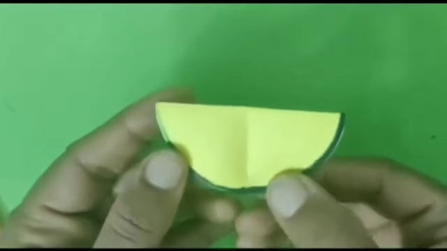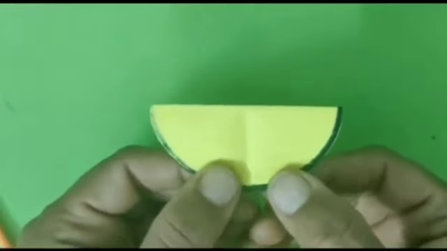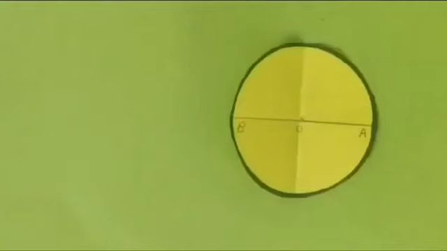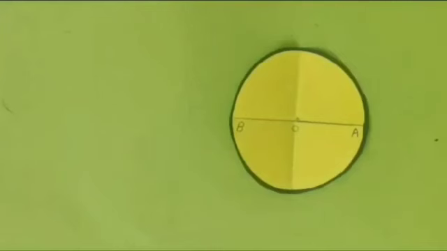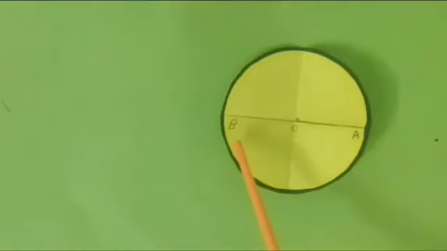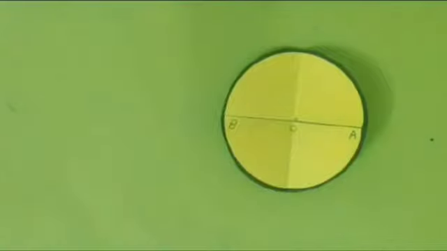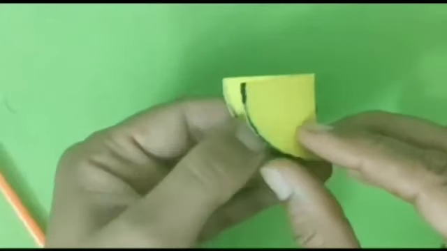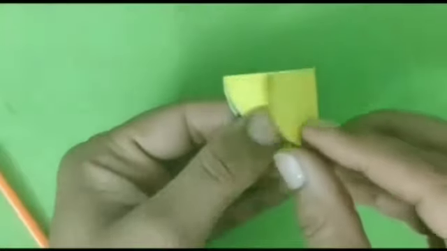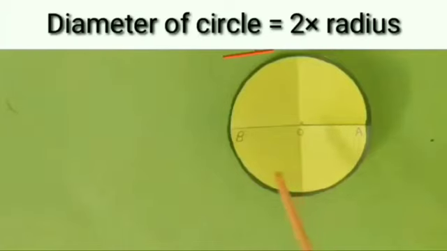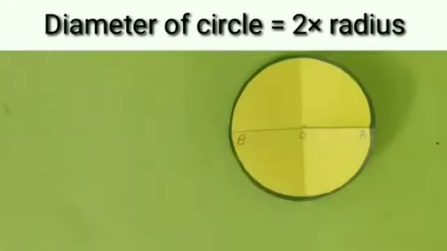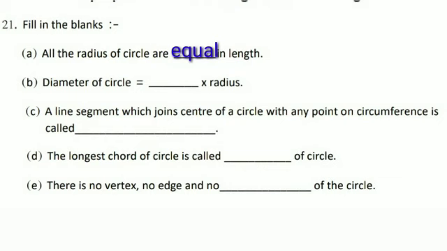Now unfold the paper, and we can see a line segment that is passing through the center, and that line segment which is passing through the center and has endpoints on the circumference is known as diameter. Means AB is the diameter of circle. Dear students, now you can see that the length of diameter is twice the length of radius. Means diameter is equal to 2 into radius. So we will write 2 in the blank.